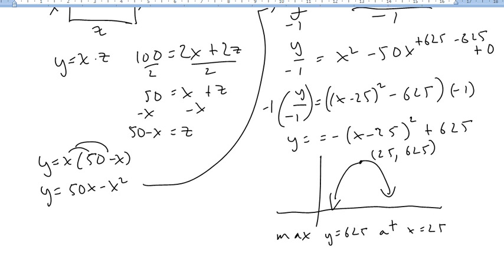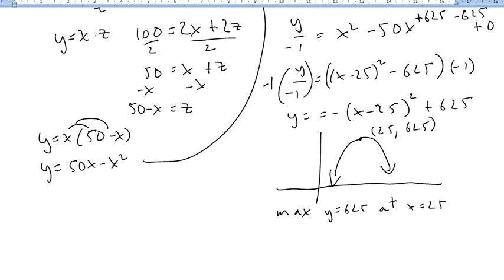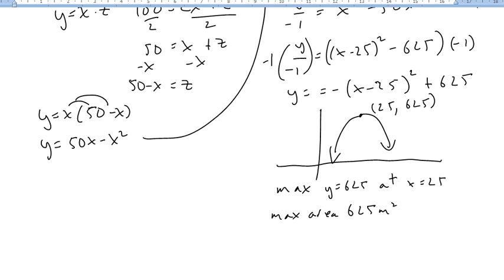Okay. A lot of people are tempted to say that this is a 25 meter by 625 meter box, which makes absolutely no sense if we only have 100 meters of fence. So let's look a little closer here. y is our area. So we're going to have a max area of 625 meters squared when x is 25 meters.